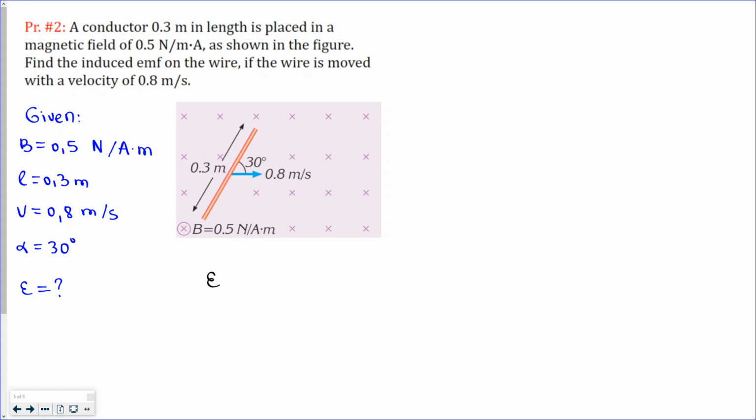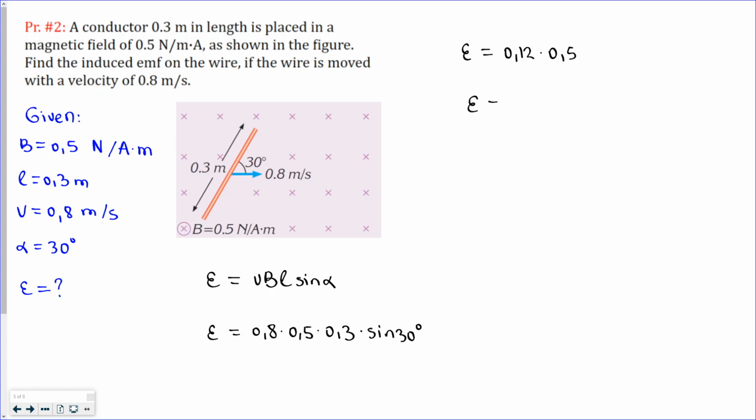So when the wire is at an angle, the equation changes. We add a sine function, and let's put in the givens. Velocity is 0.8, field is 0.5, length is 0.3, and sine 30. So 0.8 times 0.5 is 0.4, and it is 0.12 if you multiply by 0.3, and sine 30 is 0.5. So the induced EMF is 0.06 volts.